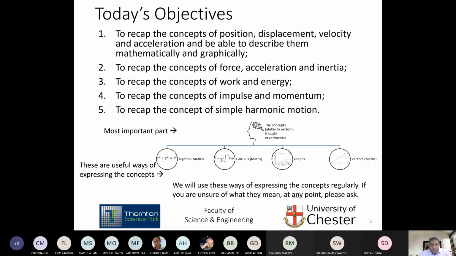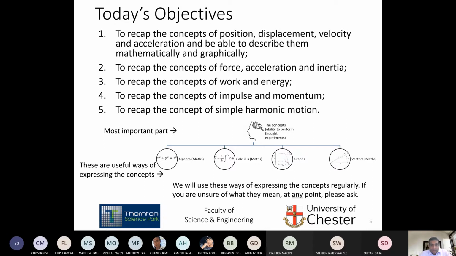Now in dynamics, the key is to have the concepts right. If you have the concepts right, then you'll be able to think right and perform thought experiments, which then enable you to solve a dynamics problem. So typically dynamics problems have 4 layers to them.